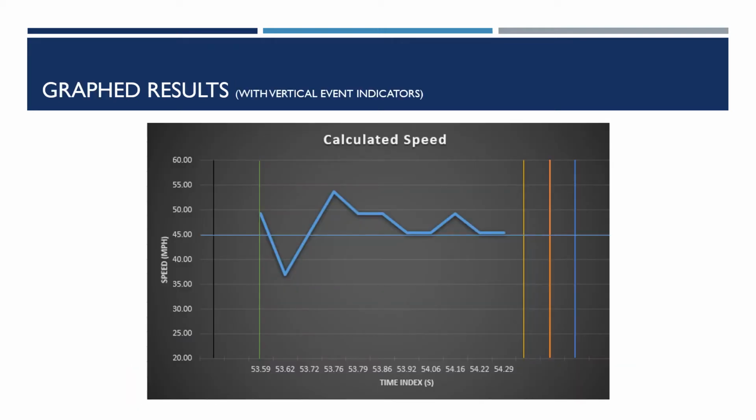From this graph, you can see, from the results calculated earlier, that the oncoming vehicle was indeed exceeding the posted speed limit of 45 miles per hour. Therefore, making the oncoming vehicle at fault for causing the accident.